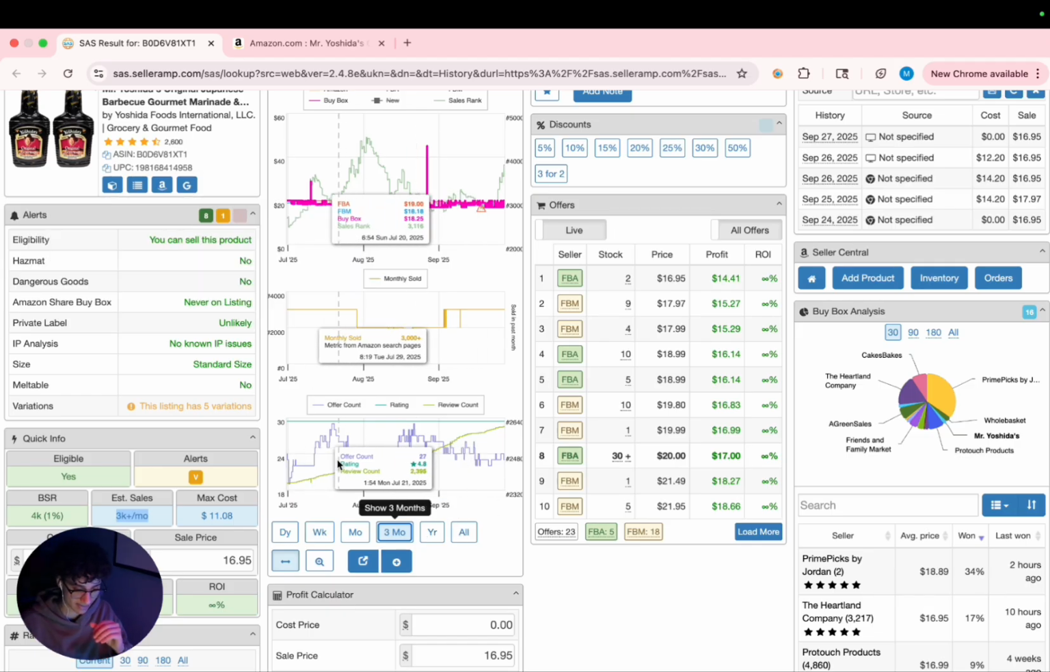You either want to see the offer count going up and down like this, because that means people are selling out, or you want to see it going straight down, and that's it. That is the best way for me to summarize this. Typically, what a winning product looks like is the review count right here going up.